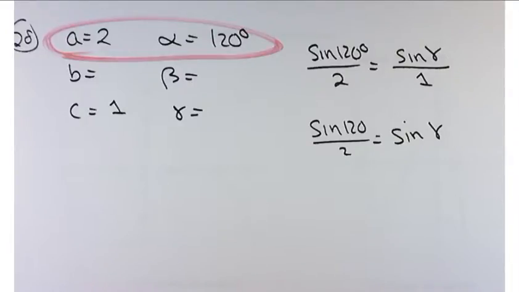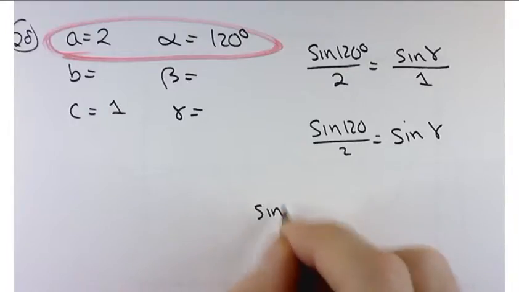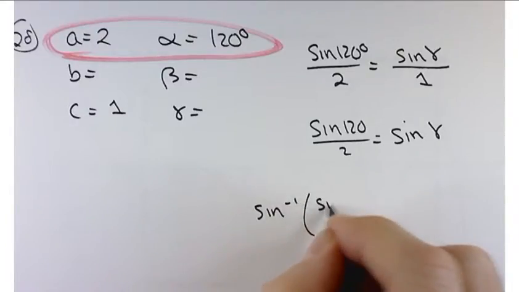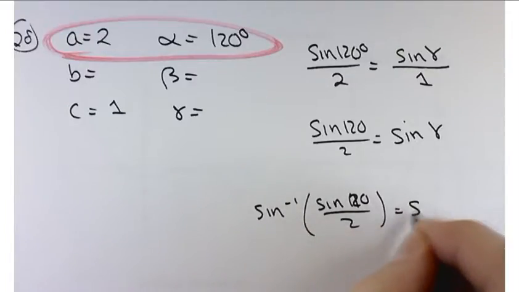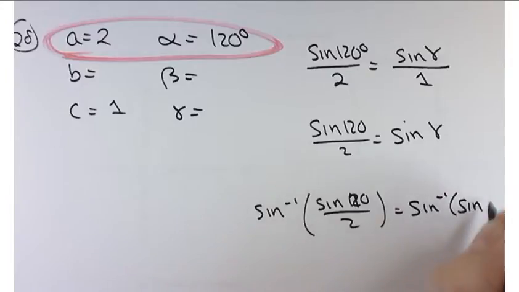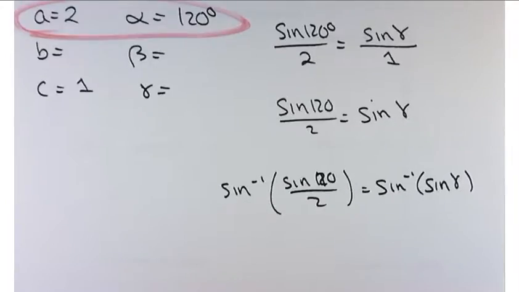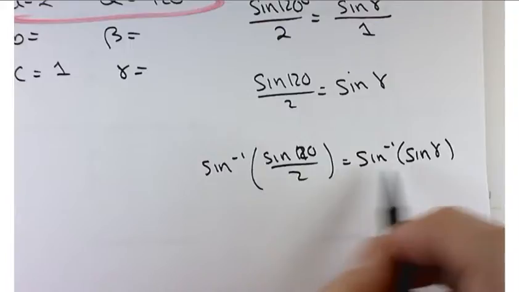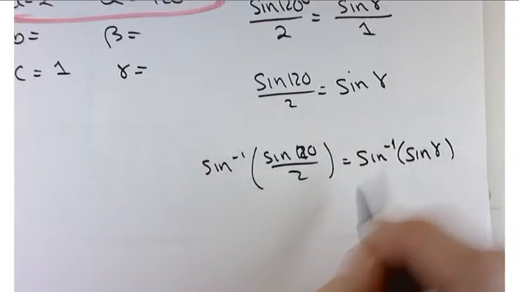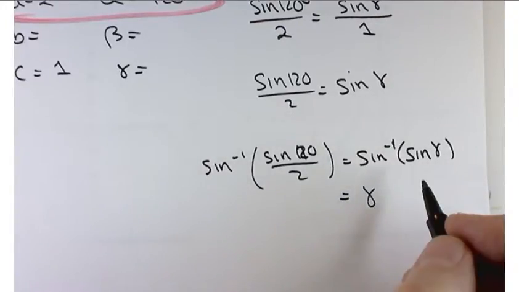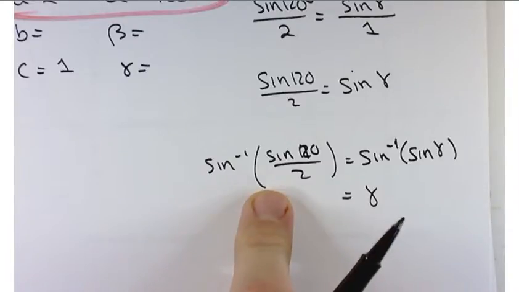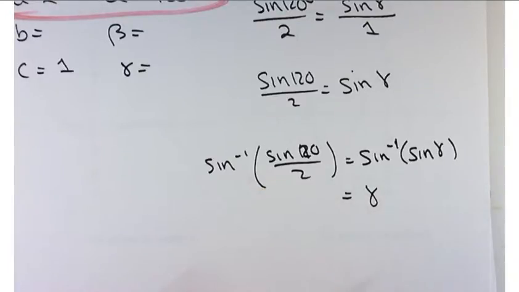Ah, well done. What you need to do is take the inverse sine on both sides. So let's see that. Sine inverse of the sine of 120 divided by 2 equals sine inverse of the sine of gamma. Now, a long time ago, we went over this stuff. These two operations are going to cancel each other out. I'm just going to get gamma. The rest of this is stuff that I have to calculate on my calculator. So let's do that.